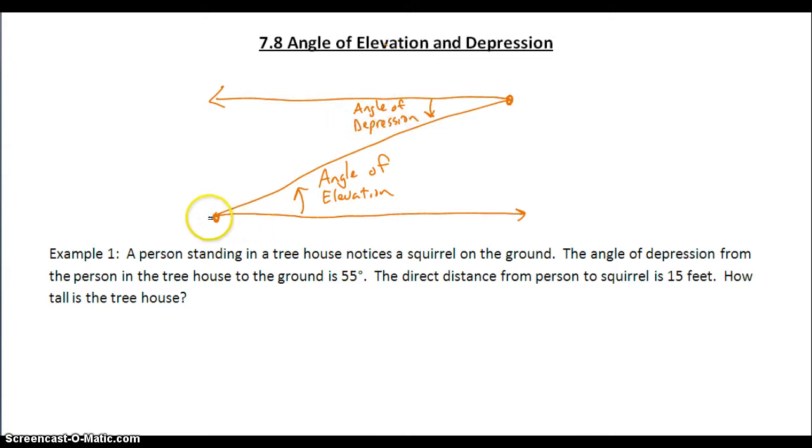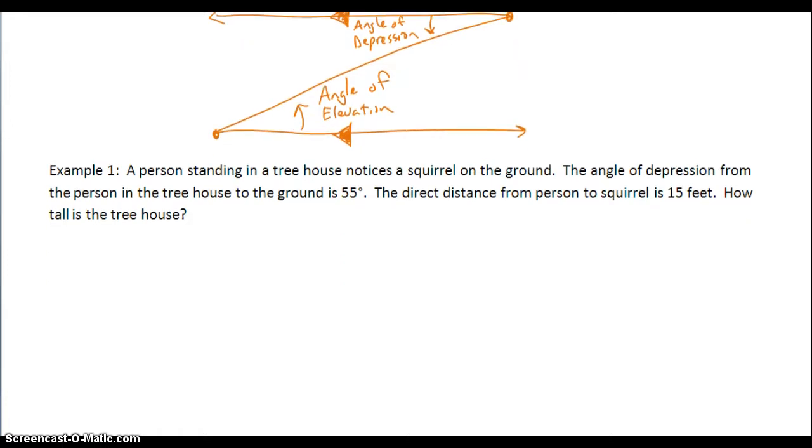And since the ground and the line parallel to the ground are parallel, our angle of depression and angle of elevation will be congruent because they're alternate interior angles. So let's apply the angle of depression and angle of elevation to answer some word problems.